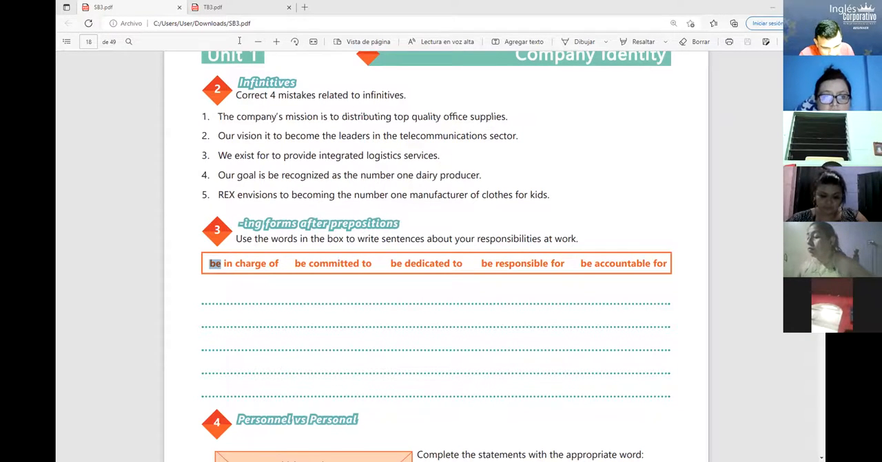receivable. Excellent, receivables, okay. Receivable. Very good, Miss Sara. Okay, responsible for. Responsible for. Responsible for. Voluntario.